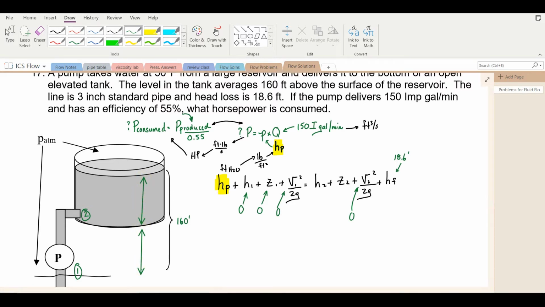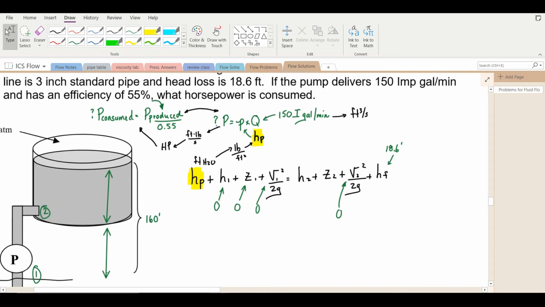Just for argument's sake, let's say that this elevation was 80 feet and we had 80 feet of water pushing down, then the sum of H plus C is 160. We're told it's 160, so that's not as bad as it might seem. 160 feet is the sum of the pressure and elevational potential energy. So all we have here is 160 plus 18.6. We'll have 178.6 feet of water, which you can convert to pounds per square foot, and so on.